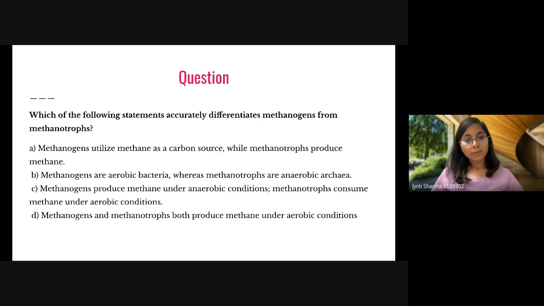The four options are: A, methanogens utilize methane as a carbon source, while methanotropes produce methane. B, methanogens are aerobic bacteria, whereas methanotropes are anaerobic archaea. C, methanogens produce methane under anaerobic conditions, and methanotropes consume methane under aerobic conditions. And D, methanogens and methanotropes both produce methane under aerobic conditions. You just have to tell me the difference between these.